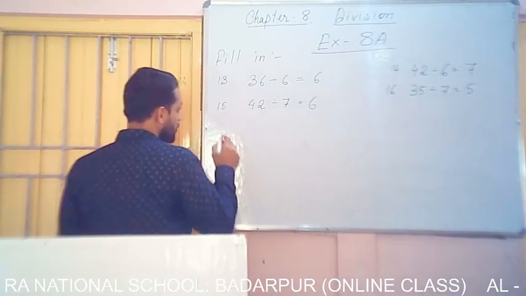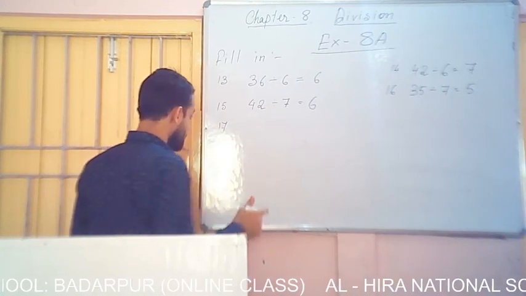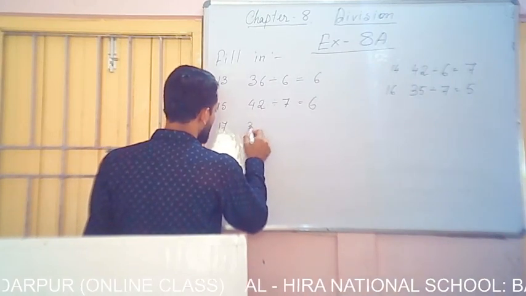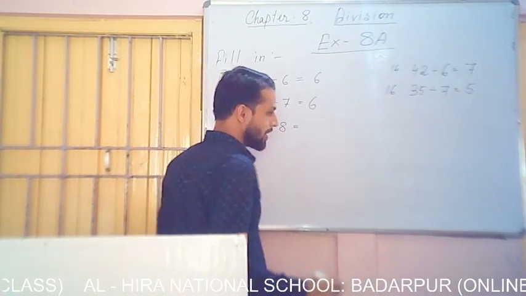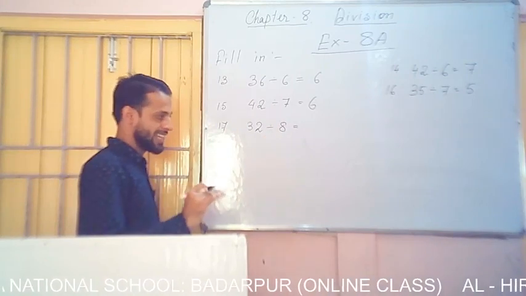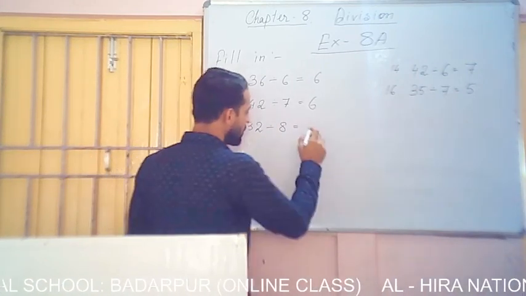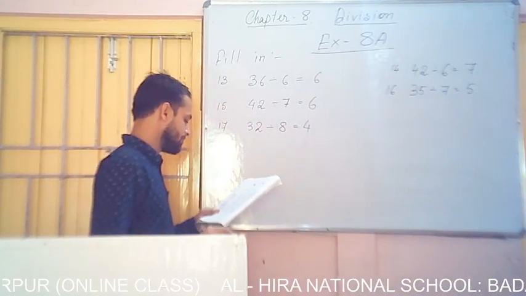Now question number 17. Question number 17 is 32 divided by 8. So here we have to follow the 8 table. If we go through the 8 table, we will get 8 4s are 32.